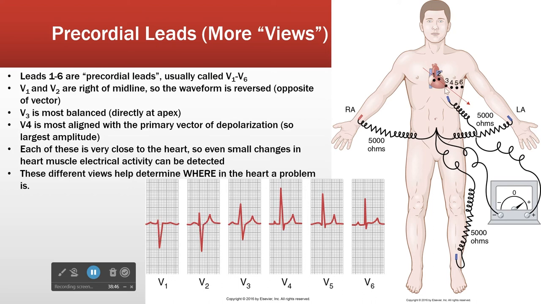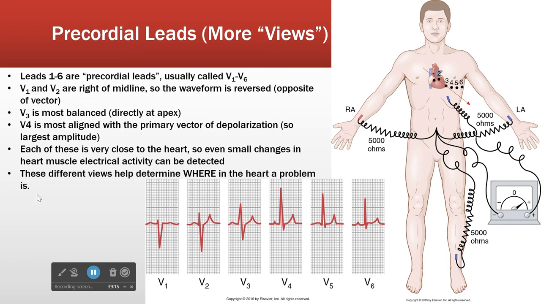V3. Okay, V3 is interesting because it's the most balanced. In other words, it has about the same negative deflection as positive deflection, at least in the QRS. And it's because of its location. V3 is almost directly at the apex. So you're getting a strong vector along that line, but you're getting both the front and the back of the heart at the same time.